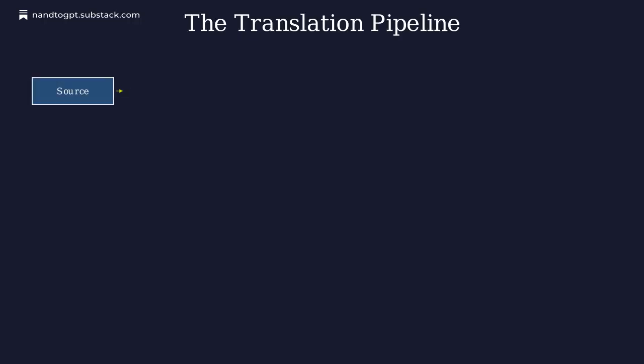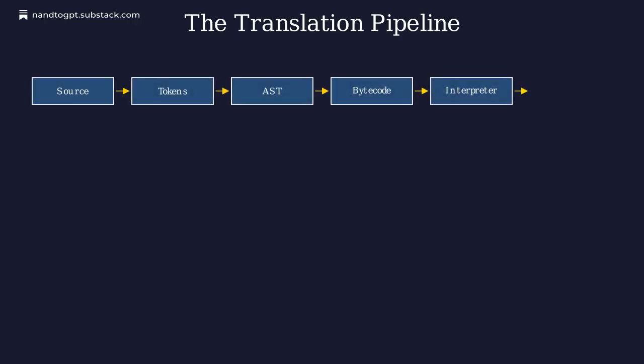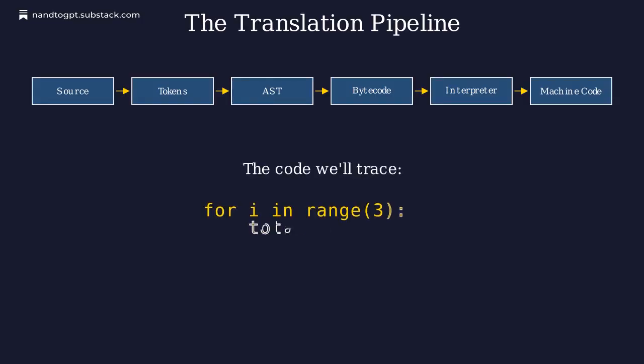Python doesn't run your code directly. It transforms it through several stages. Source code to tokens, tokens to an abstract syntax tree, or AST, tree to bytecode, bytecode to the interpreter. Each stage brings us closer to the hardware. Let's trace a simple loop through every stage. Watch what happens to this program.